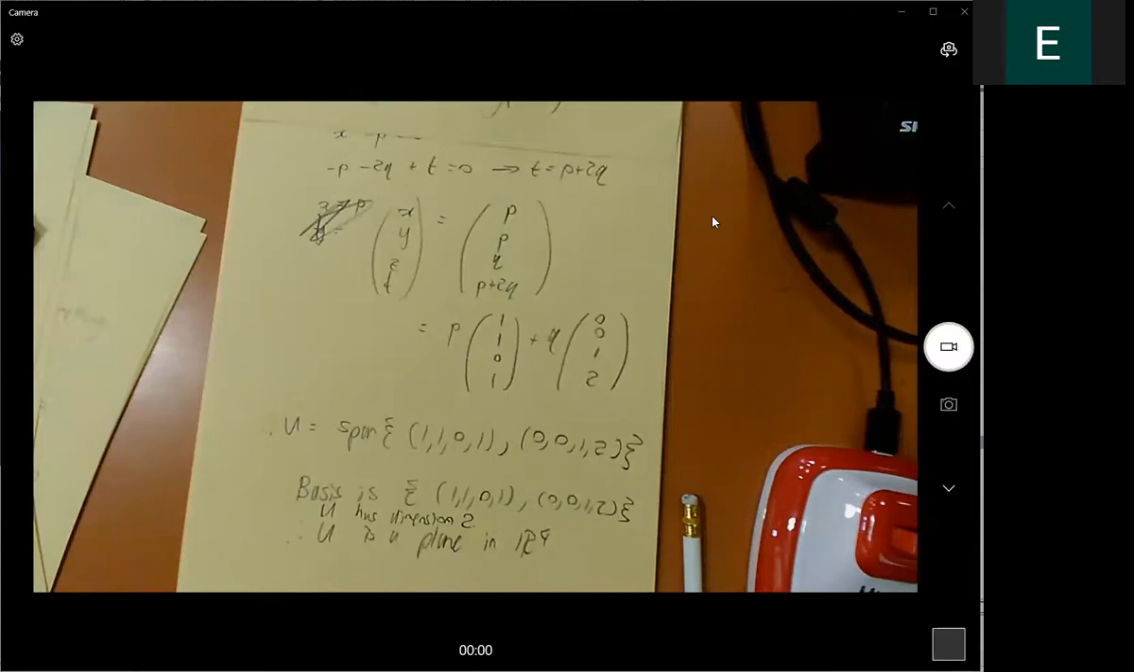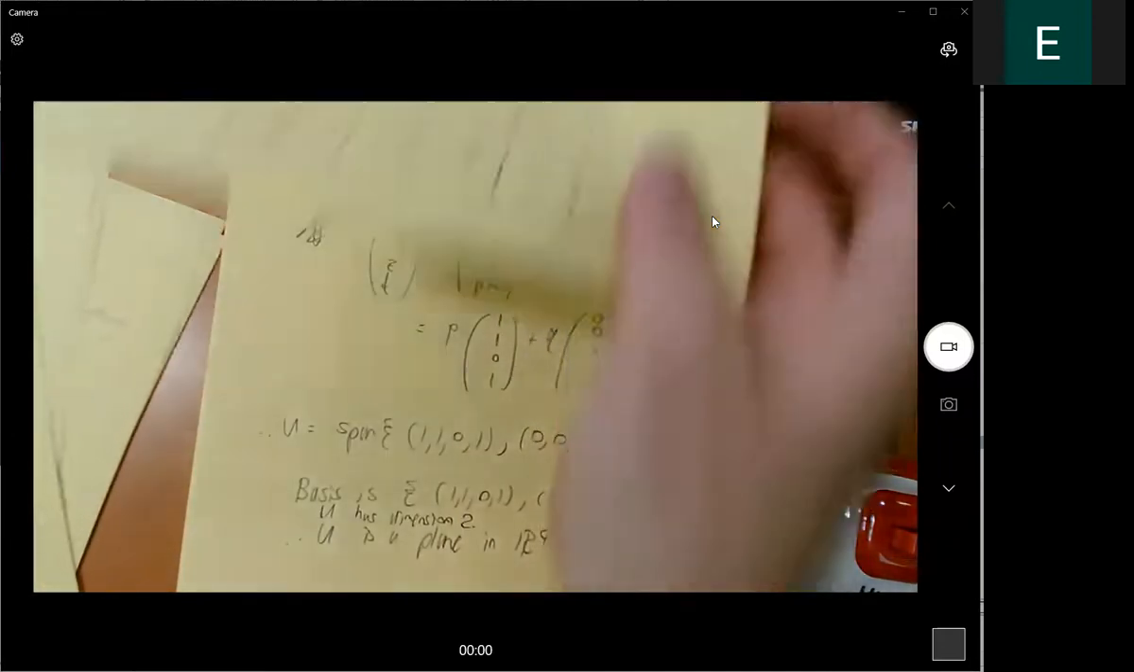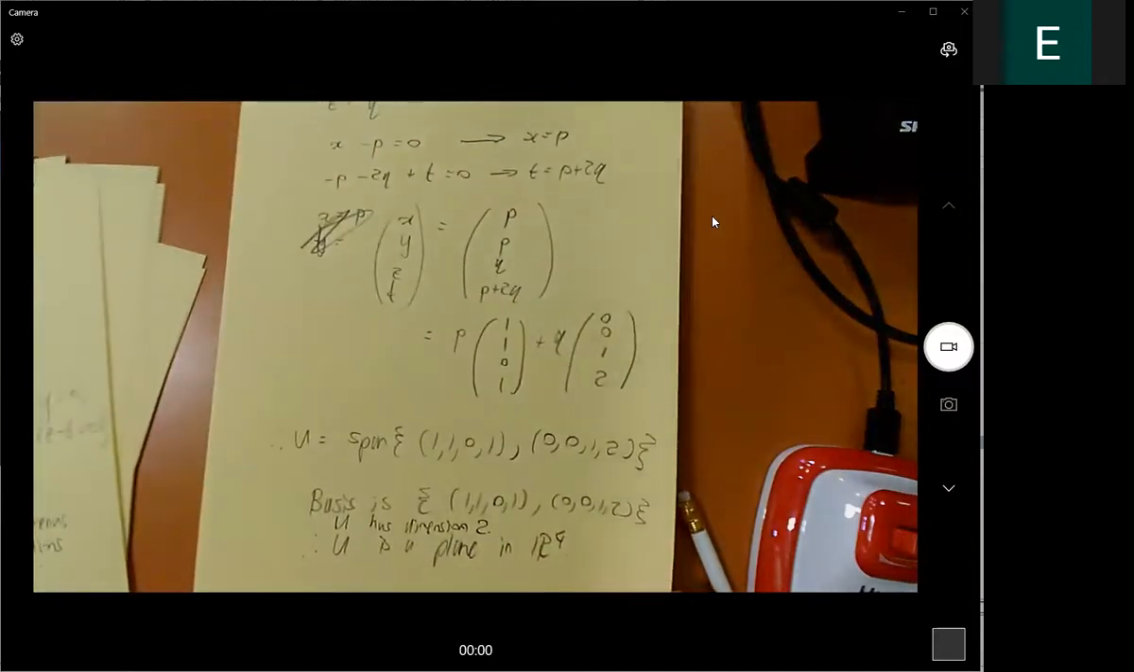Cool, all right. There you go. I hope that was helpful. I love subspaces. Cool.